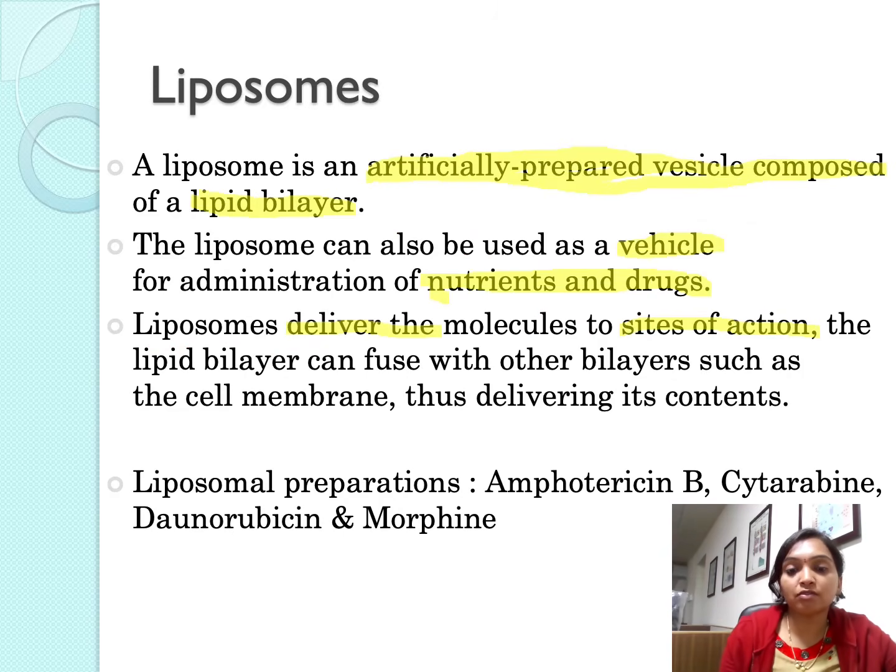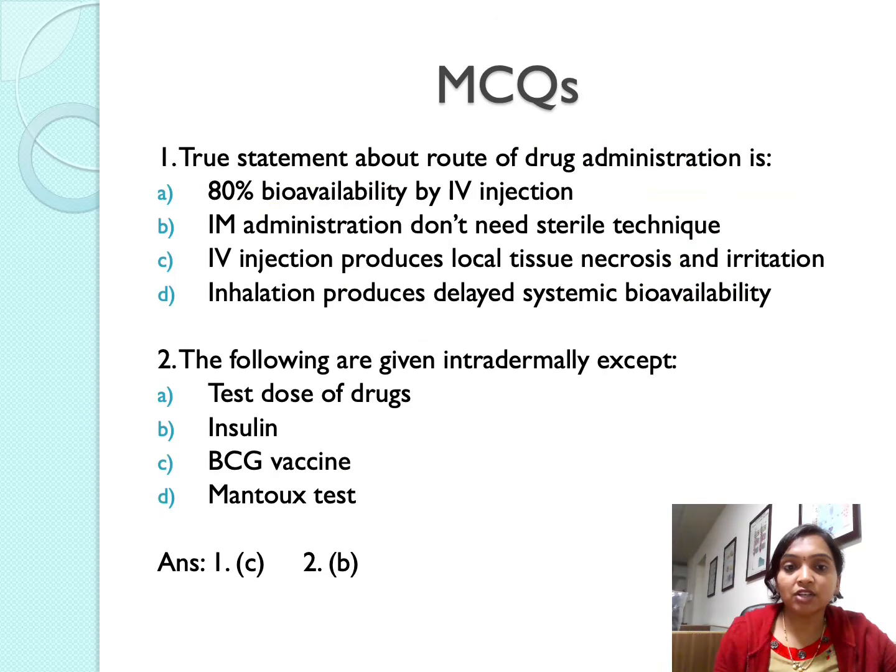A few examples of liposomal drug delivery is amphotericin B. It is also available as a lipophilized form. Cytarabine, an anti-cancer drug, daunorubicin and morphine. These are a few examples of drugs which are delivered through liposomes. With this we are ending the various routes. You have a few MCQs here.